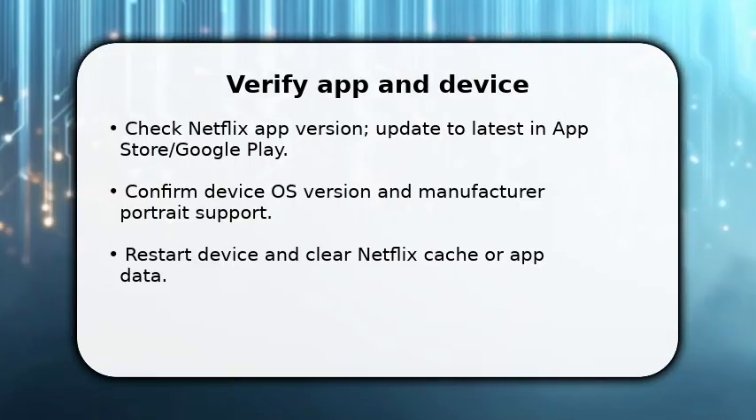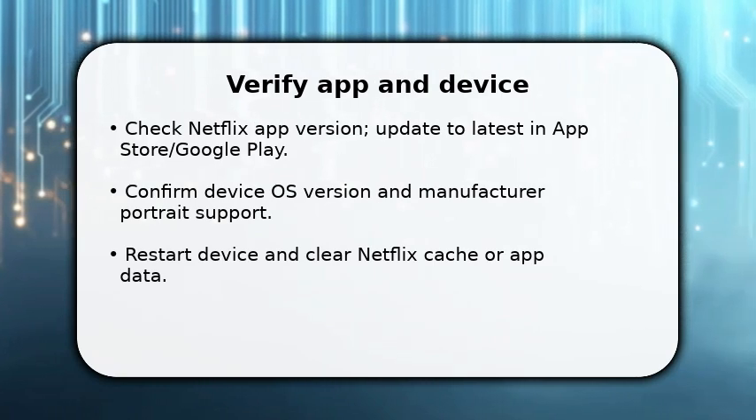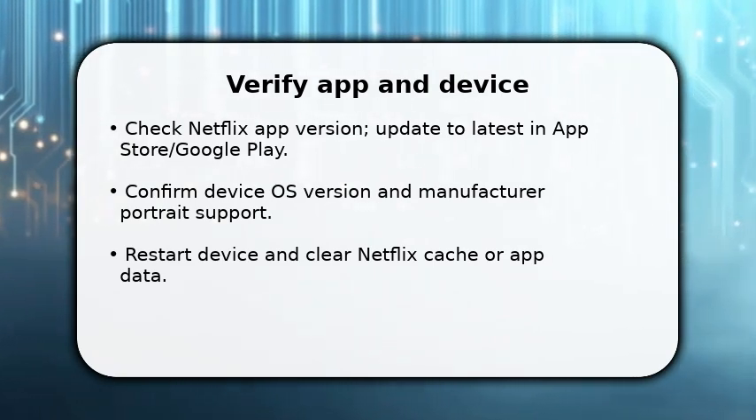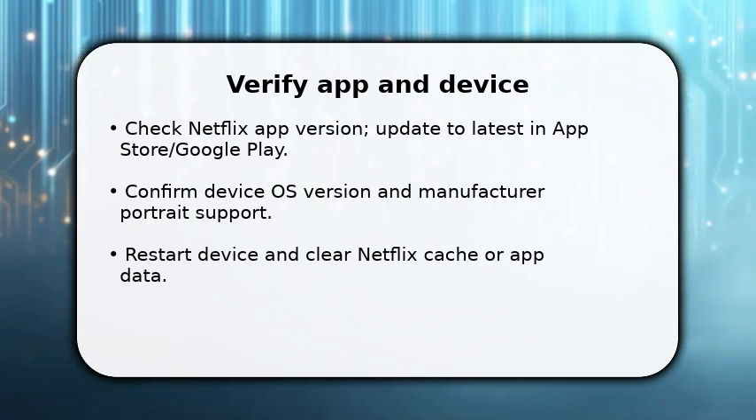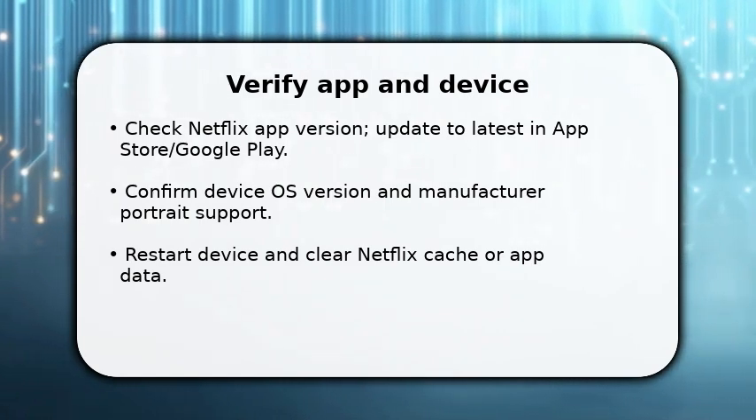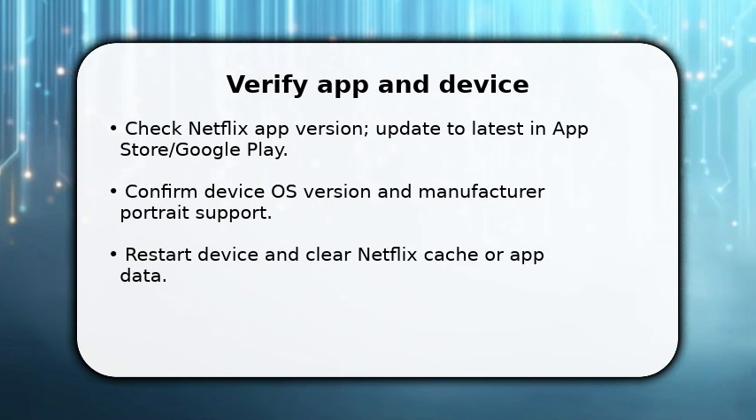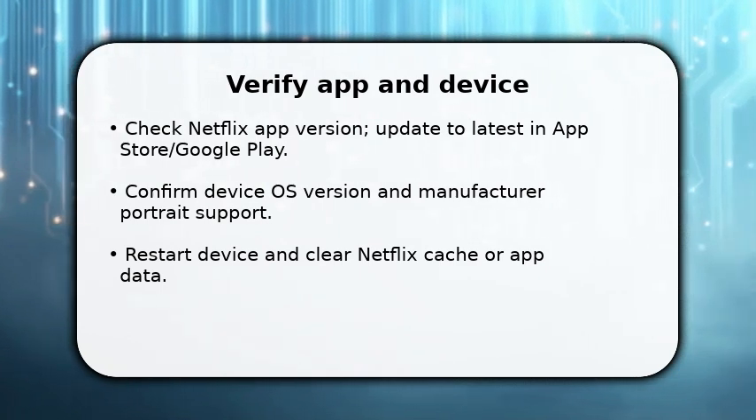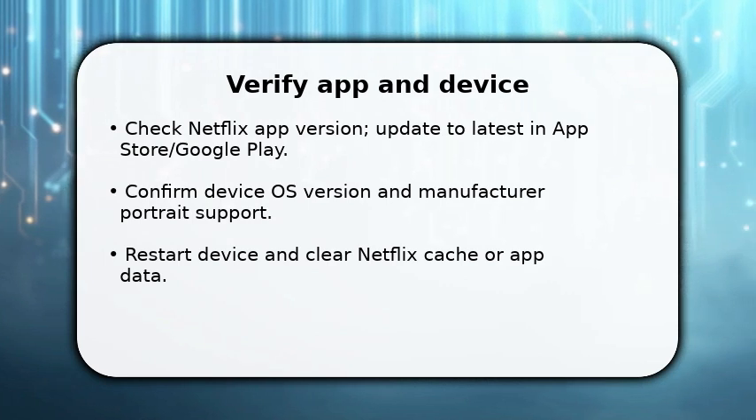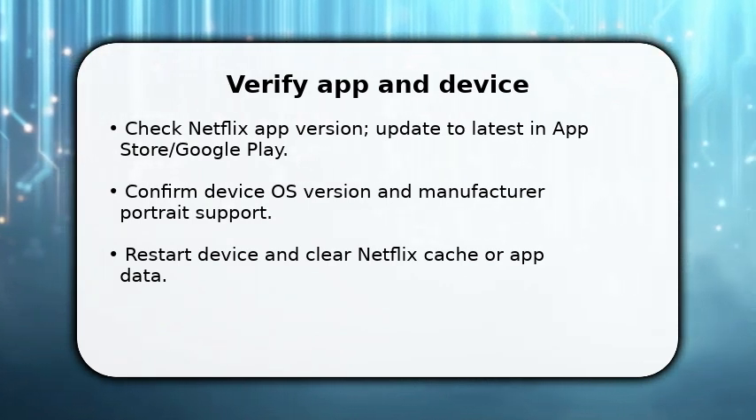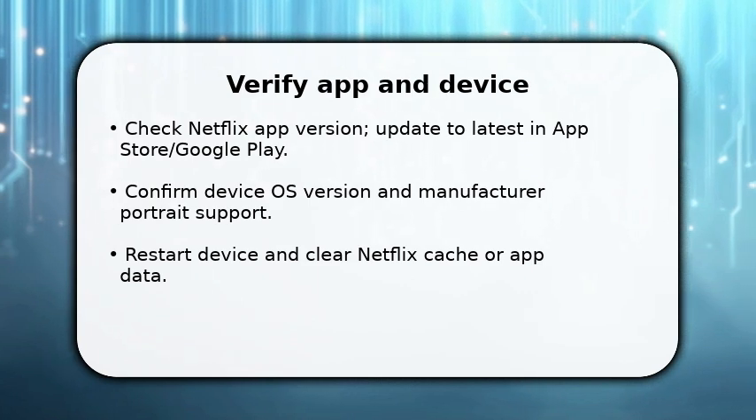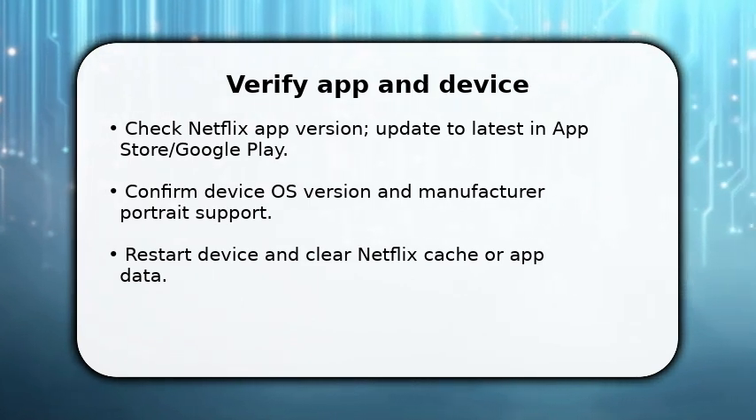You start by confirming basics quickly. Update the Netflix app and your device OS so features behave predictably. Once done, restart the phone to flush temporary glitches and clear Netflix cache or app data to remove corrupt settings. Make sure your device manufacturer hasn't disabled portrait playback in system settings. Some phones prefer display rotation rules.